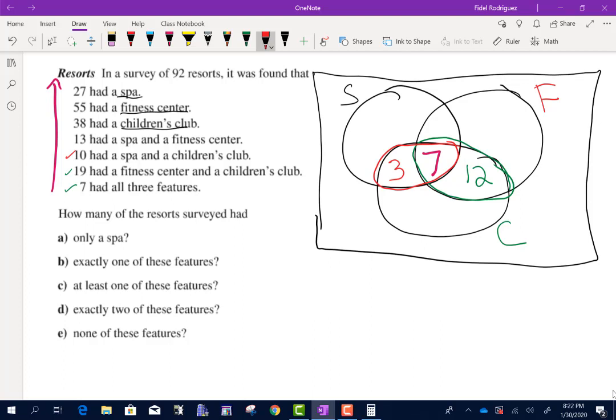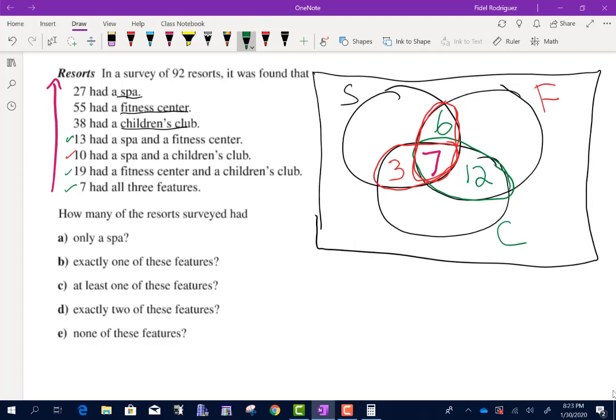Now, 13 had a spa and a fitness center. So here's spa. Okay. Here's fitness center. So where these circles overlap right there, that number has to add up to the number 13. Well, if that's a 7, then this right here has to be a 6. Okay. Because they add up to 13, right? Okay, so now let's see if we can figure out the next one.